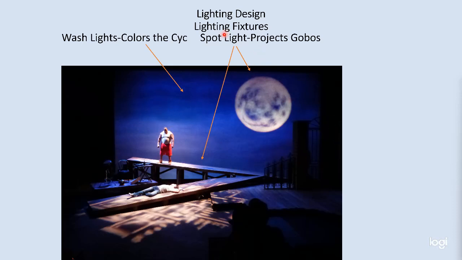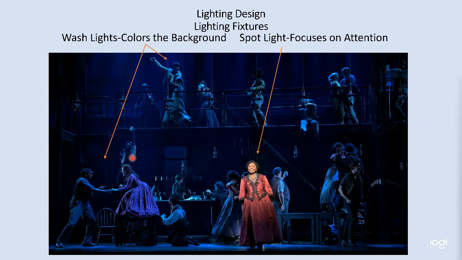And then somewhere is a Source Four, I'm almost positive. This is not a projection. This is a gobo. But a spotlight is being used to project a gobo of the moon, as well as producing this texture on the floor. Let's look at another example. Wash lights are coloring the background of this image, and a spotlight is being used to accent or call attention to our lead performer.